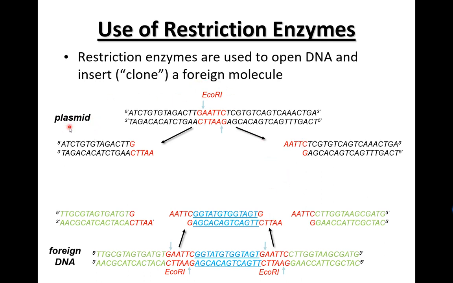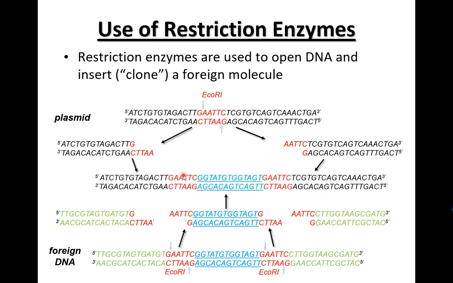So if you actually mix now, you would have to get rid of this green sequence, all right? You can run it on an agarose gel, for example. You then cut out this band, so you have only the foreign DNA cut with EcoR1. You mix it together with the plasmid DNA that's been opened up there. Now, the complementary sequences would match with each other.